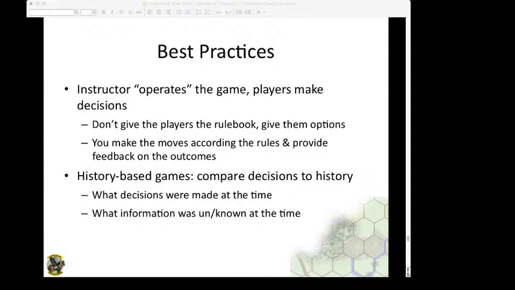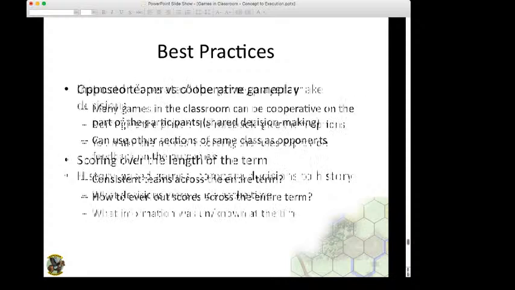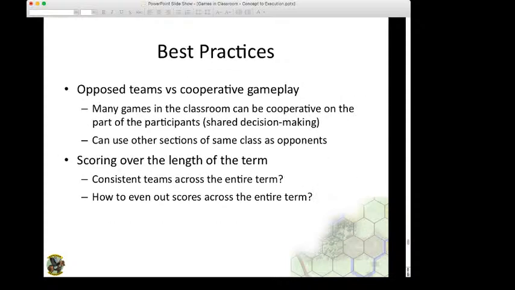And again, the bulk of the examples I'm using are coming from history and social science. I don't have a good example of a bridge building engineering type of game that you could use for competitive ironworking. I just don't have the background and knowledge to speak intelligently to particle physics as a game design process or something. So, some other best practices: opposed teams versus cooperative gameplay.